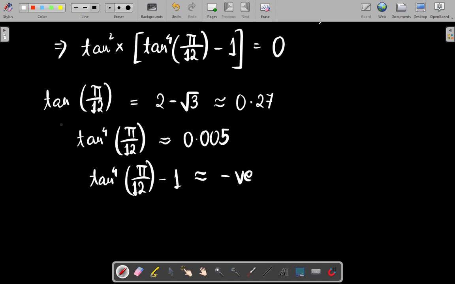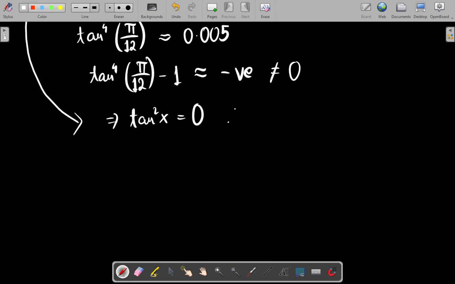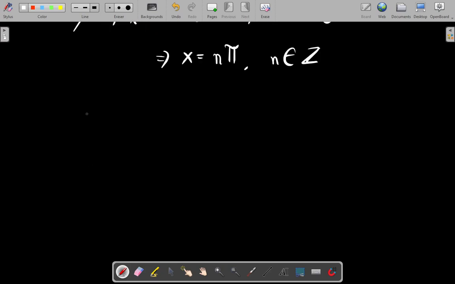So from here we can conclude that tan²x will be equal to 0, since this is not 0. Since this is not 0, tan²x has to be 0, which implies that tan x is 0. So the general solution is given by x = nπ, where n is an integer. If I'm restricting it to only non-negative integers, this will give me the solution 0. Then if I put n equal to 1, this is π, then 2π, and it will go on.